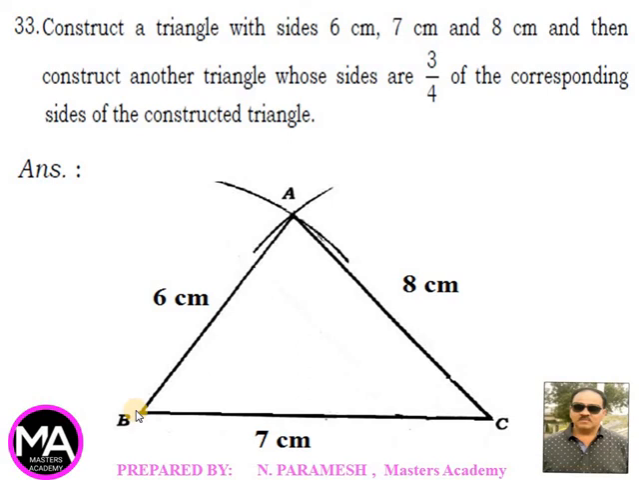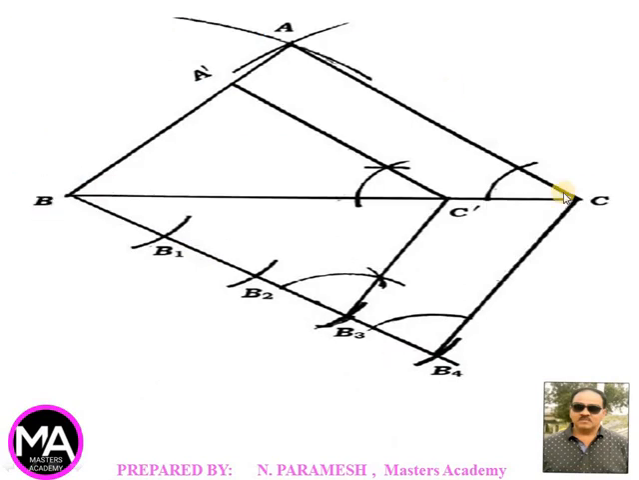With the help of a compass, take 6 centimeter and with point B as the common point, draw the arc, and take 8 centimeter as the radius. At point C, draw another arc. The two arcs intersect at a point A. Join AB and AC. AB is 6 centimeter, AC is 8 centimeter. ABC is the original triangle.